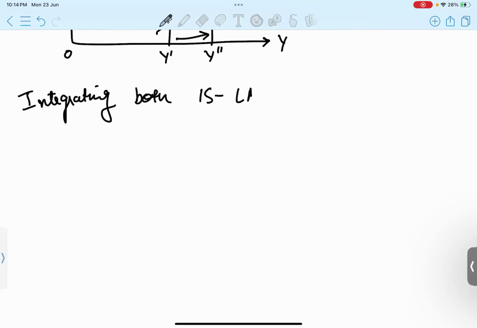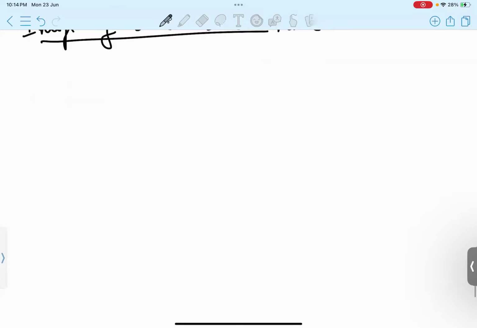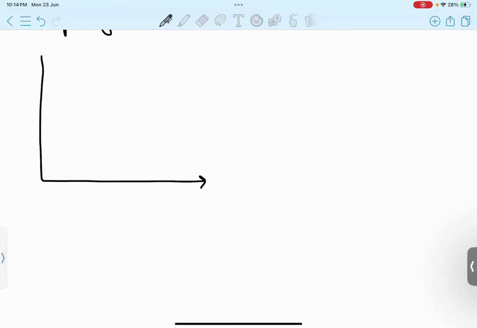IS-LM markets. So here we will be drawing 4 panels to showcase in detail. This one will be panel A to showcase employment in the economy. So N represents the employment.